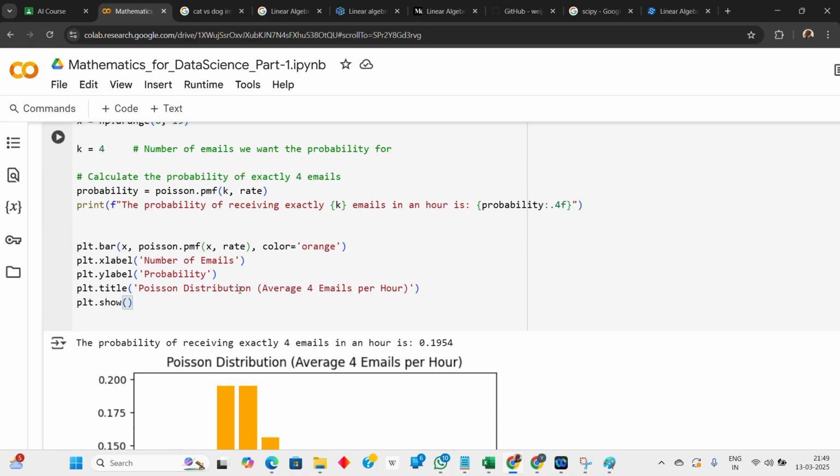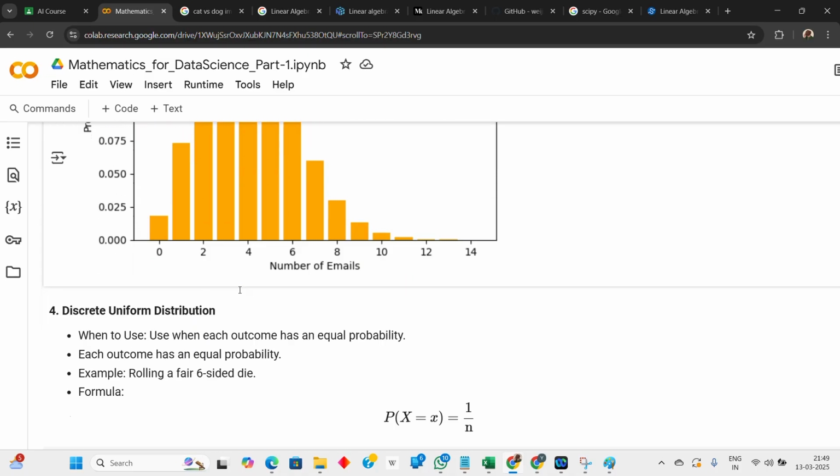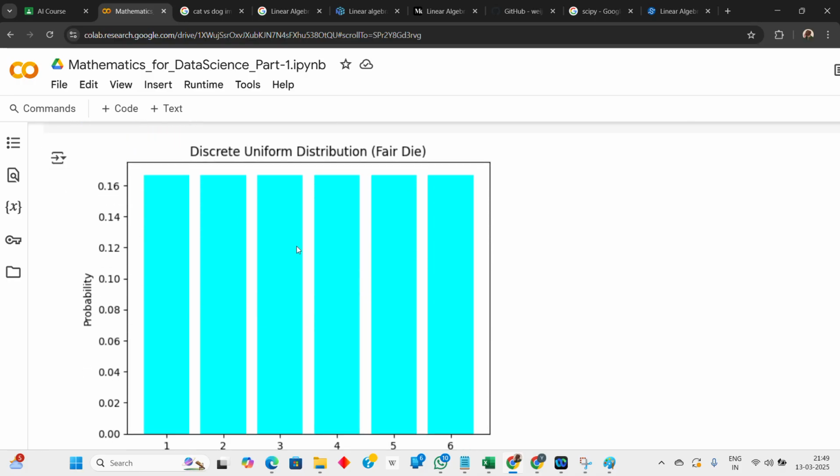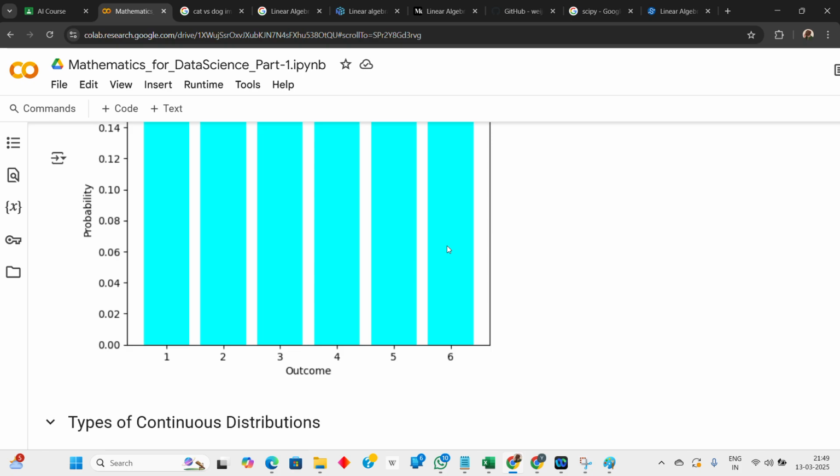Poisson distribution is used a lot where time is very important. Uniform distribution means all the time you get the same value as your probability value.